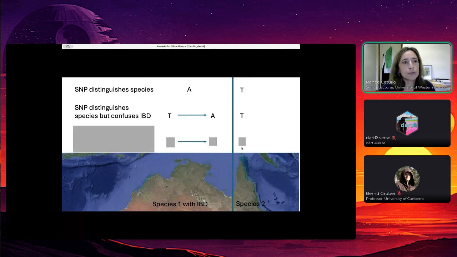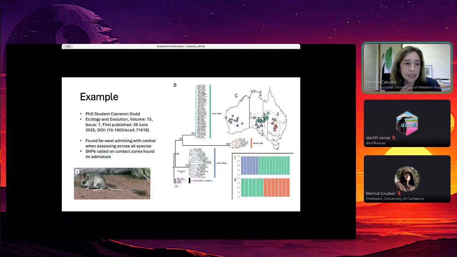So what I want to point out here is if you call SNPs once across the scenario, and then you say, well, now I want to do IBD, I want to test for isolation by distance in this species, you don't get this loci back. That loci is gone and can't be recovered. And we found that to be an issue in this data set.